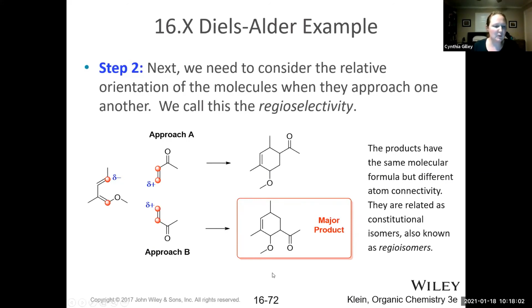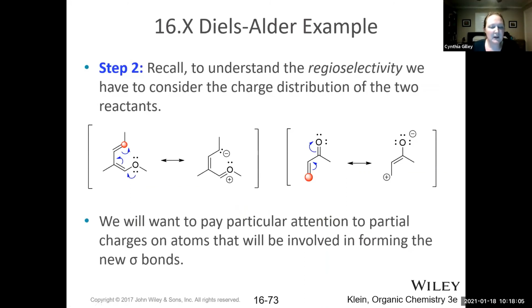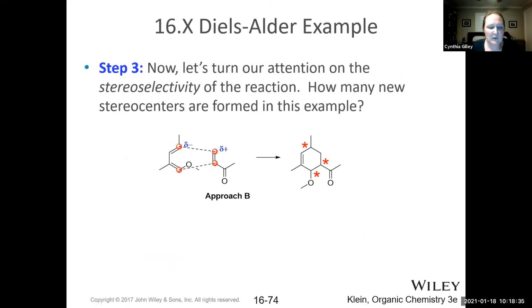But again, how did I know where the delta positives and delta negatives are? In order to know where those are, you need to draw out resonance contributors. For the diene, we always draw out the allylic lone pair pattern to figure out where the delta negative is. For the dienophile, typically it's the pi bond between atoms of different electronegativity, followed by the allylic carbocation pattern, in order to figure out where the delta positive is on the dienophile. And then it's just about aligning those properly so that we get the attraction of the opposite charges leading to a lower energy transition state. So once those are aligned properly, I'll be able to show the correct constitutional isomer that's formed.